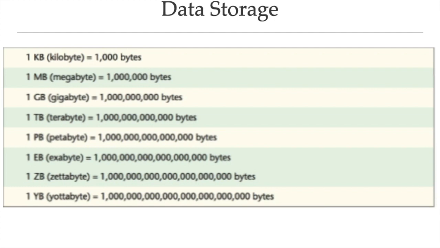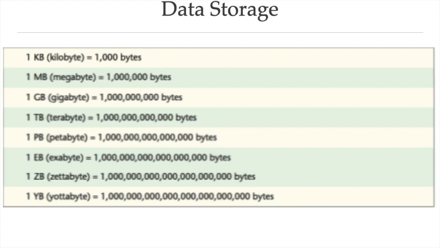Next, I will explain the terminology in data storage. First one is 1 kilobyte. This is 1000 bytes. And then 1 megabyte is equivalent to 1 million bytes. At this stage, this was mostly used in the floppy disk in 1995.